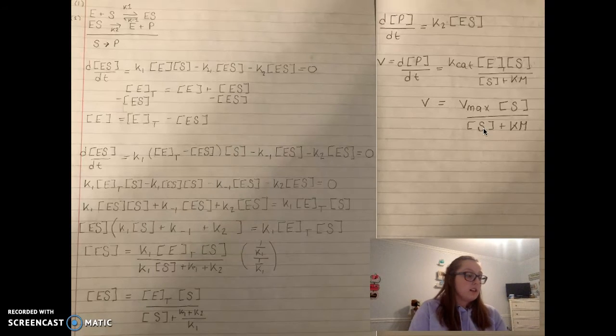So overall, that's the Michaelis. I'm drawing a blank because that took about 9 minutes. The Michaelis-Menten equation, and that is how you would get it, and those would be important terms and concepts behind it.